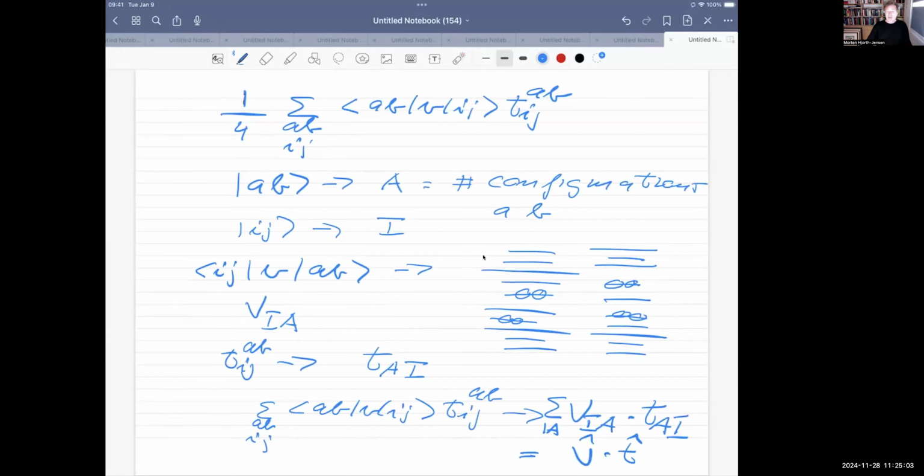And this actually saves a lot of cycles if we can set up a matrix with all the integrals instead of looping over a, b, and I, and j. Okay, so let's go back to the slides and stop sharing and then share the slides again.